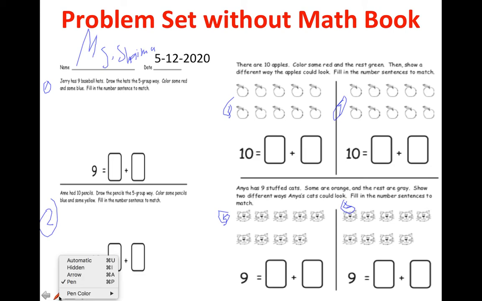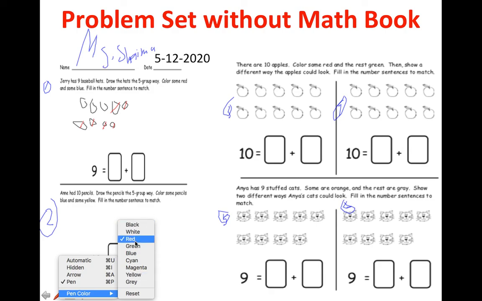So let me change the color of my pencil. I'm just going to draw circles for hats because it's kind of hard to do hats on the computer right now. So I have a 5 group way because I drew 5 at the top, and I have to do 4. So color some red and color some blue. So I'm going to color some red. And I can do blue.